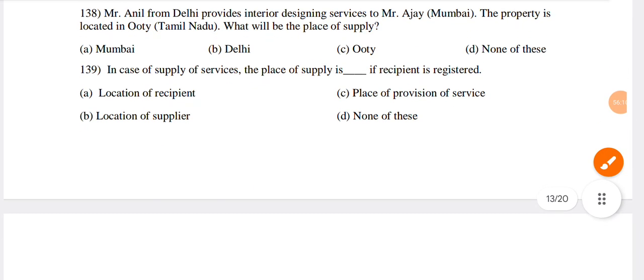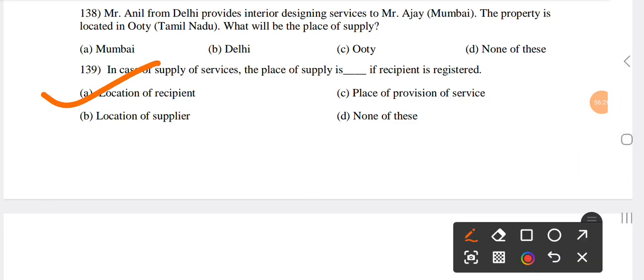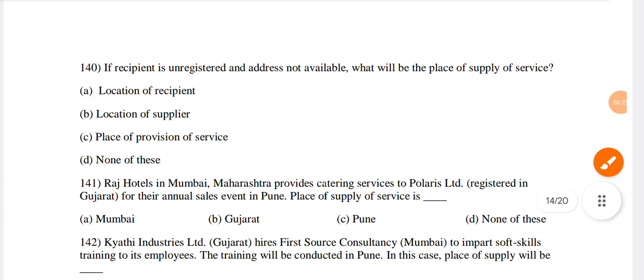Next question. In case of supply of services, the place of supply is dash if the recipient is registered. Option A location of recipient, B location of supplier, C place of provision of services, and D none of these. The correct option is A. Next question. If the recipient is unregistered and address not available, what will be the place of supply of services? Option A location of recipient, B location of supplier, C place of provision of services, and D none of this. The correct option is B.